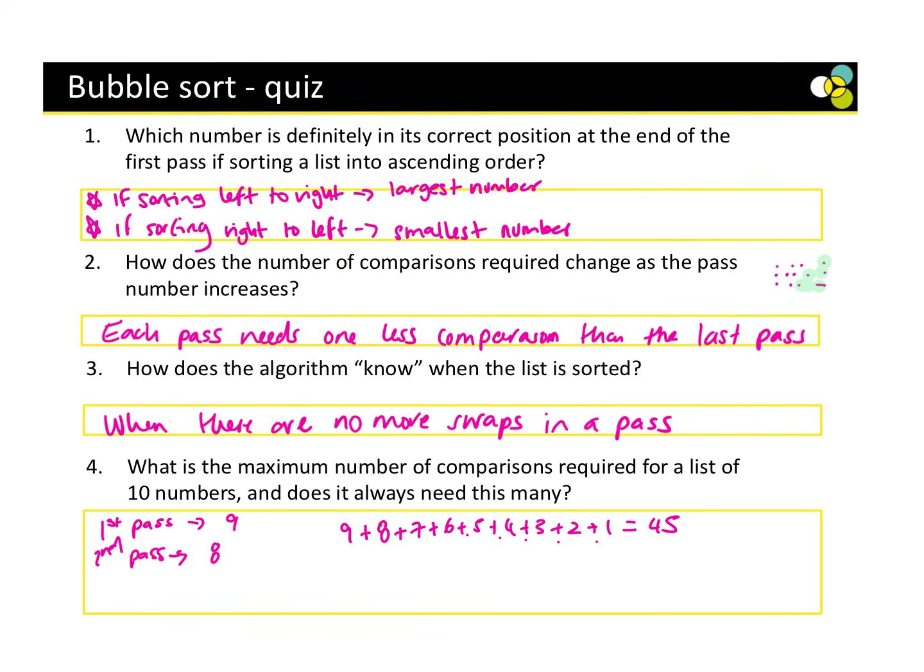Nine passes. Right, and then the 10th pass there would be no swaps, okay? But it doesn't always need to be this many, because if the list was already in order, we'd only need 9 comparisons. Or if the list was half in order, we wouldn't need as many. So if the list was in order, only 9 comparisons needed. And if it was half in order, we'd need less than 45. But the key thing is that 45 would be the maximum. If you need further practice on this, please use the textbook and go through some of the questions.